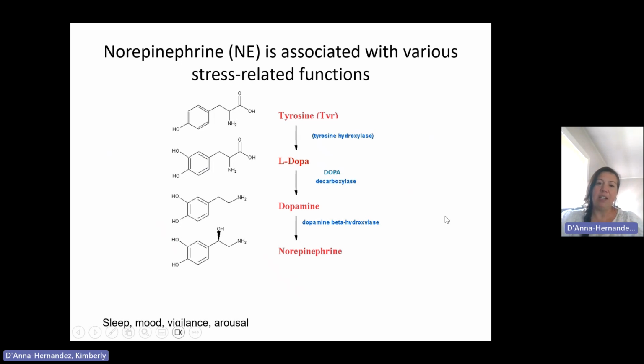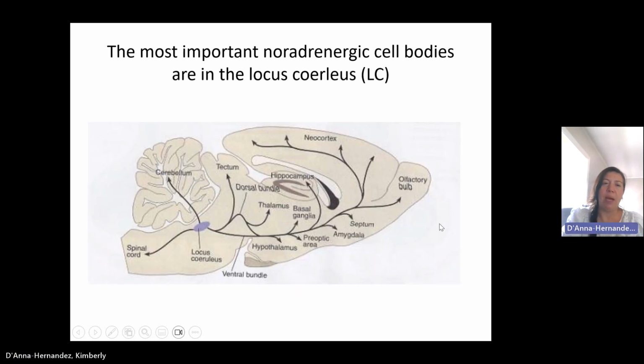So you can see here that it actually is derived from dopamine. So if folks have a deficit in dopamine, you likely have a deficit in norepinephrine as well. Again, I don't necessarily need you to know the names of the enzymes, just that they occur, but I do want you to know this: tyrosine, L-dopa, dopamine to norepinephrine. The most important noradrenergic cell bodies are located in the locus ceruleus here. So remember, this is in the pons, and it's very important for wakefulness and arousal. So think about that when you're thinking about stress.